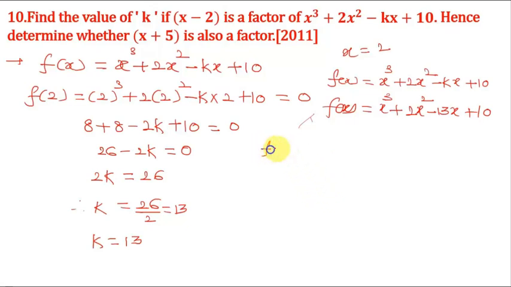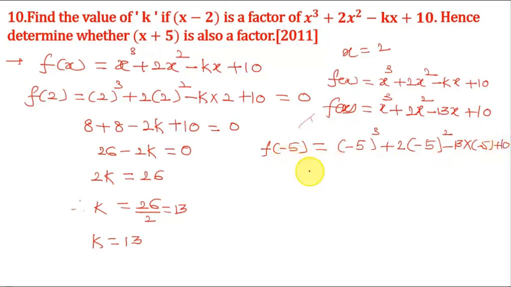the remainder theorem. f of minus 5. As it is a factor, the value of the polynomial must be 0. Okay, therefore here minus 5 cube plus 2 into minus 5 square minus 13 into minus 5, next is plus 10 here.